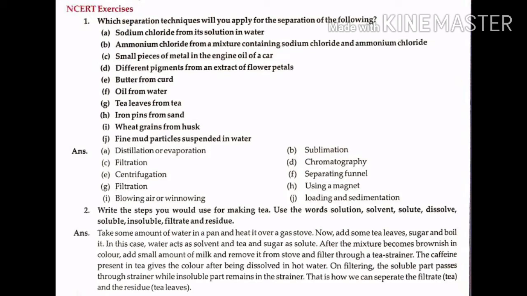a tea strainer. The caffeine present in tea gives the color after being dissolved in hot water. On filtering, the soluble part passes through the strainer while the insoluble part remains in the strainer. That is how we can separate the filtrate tea and the residue tea leaves.